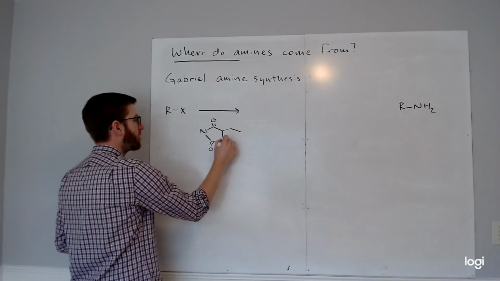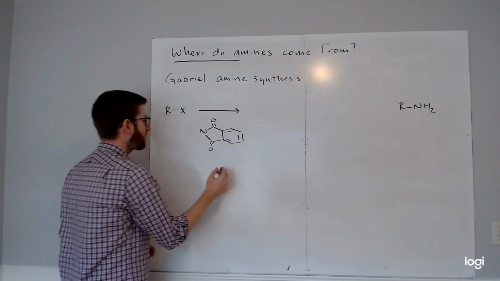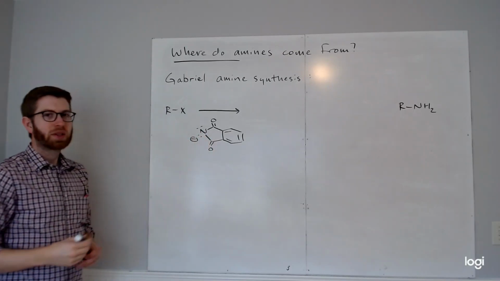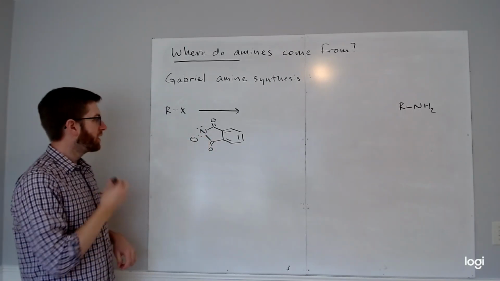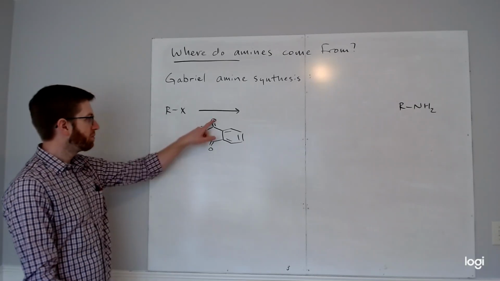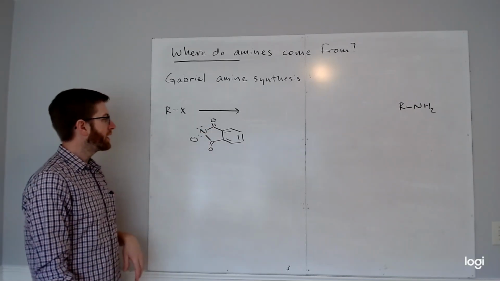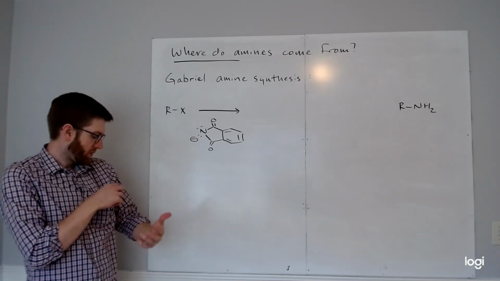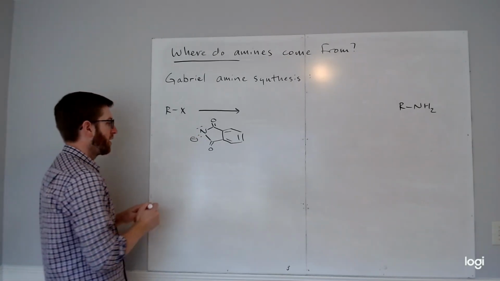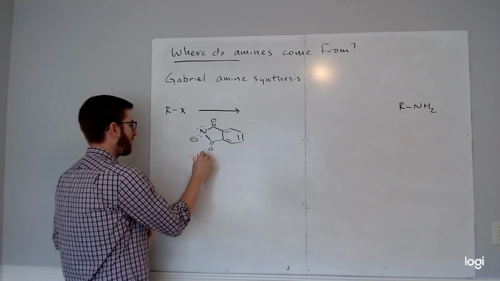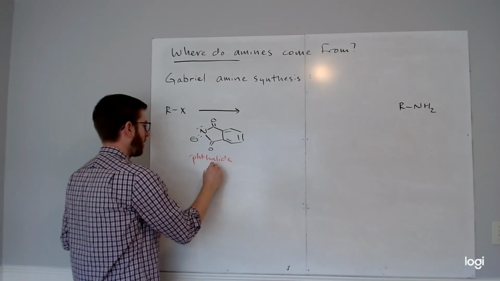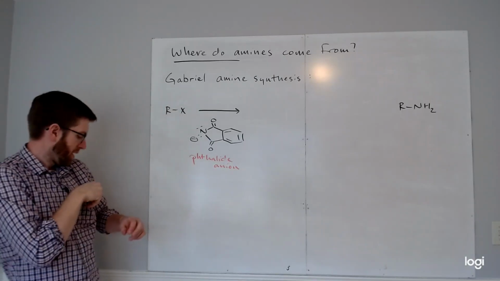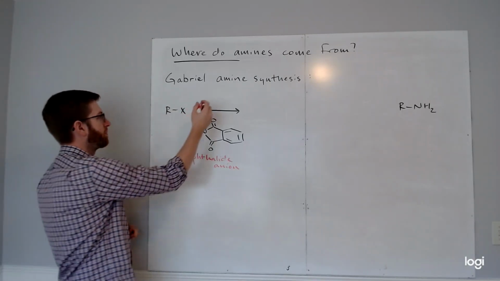And so the reagent that Gabriel came up with was this. So it's an anionic nitrogen. It's definitely a stabilized negative charge because of both of these carbonyls. And the idea here is that these carbonyls are going to make the nitrogen only able to add a single R group. So this compound has a name. This is called the phthalimide anion. Right, so PHTH is very German. And this is going to do an SN2.